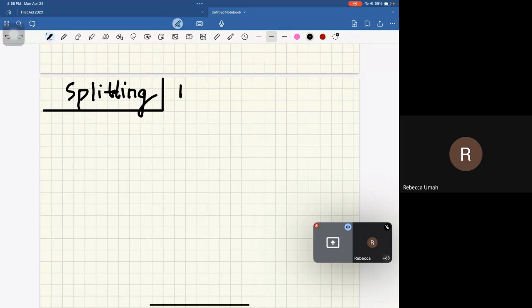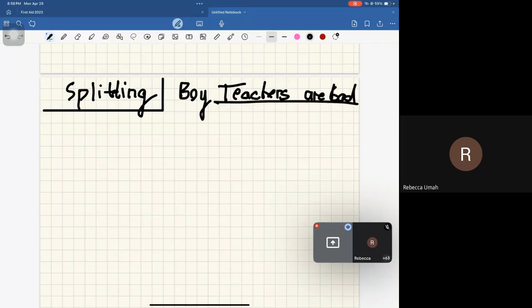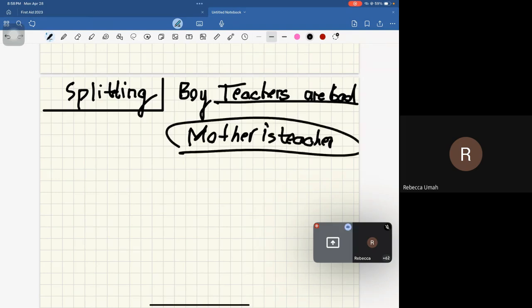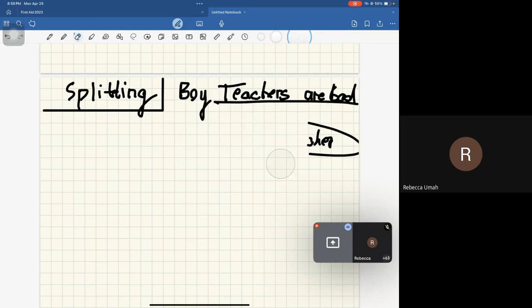For example, there is a boy, and the boy says all teachers are bad, because he saw that one teacher was bad. Now the person with splitting cannot accept that some teachers will be good and some teachers will be bad. He will say every teacher is bad. So even if his mother is a teacher, he will hate his mother. He'll say, my mother is also bad because she is a teacher. His brain cannot separate this, that some teachers can be good too.